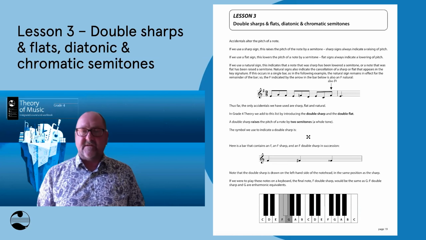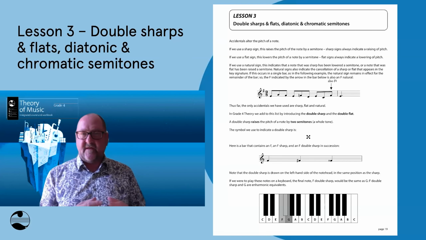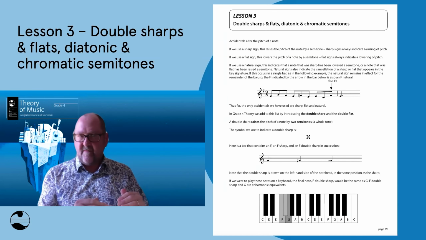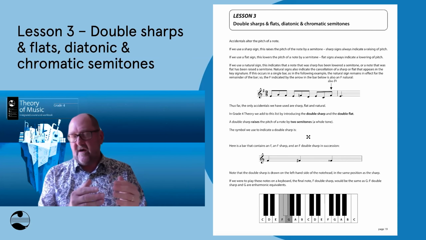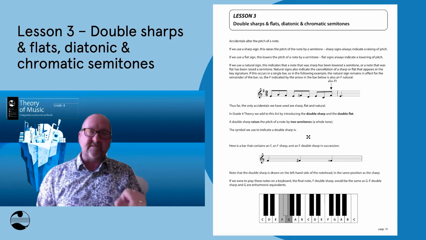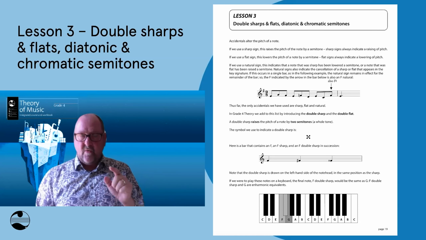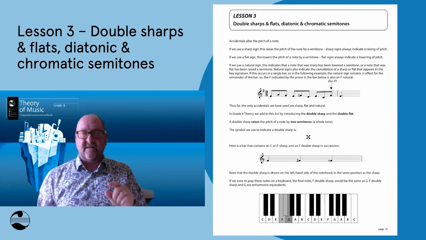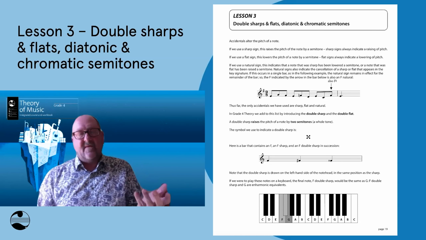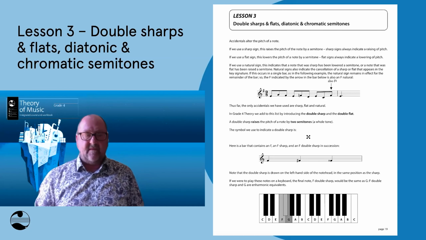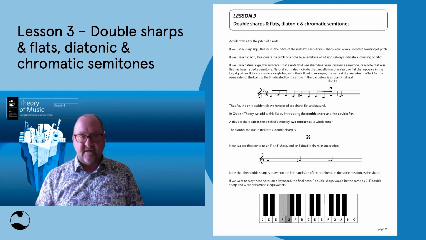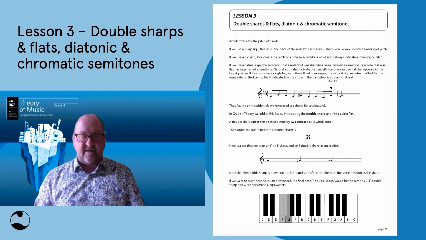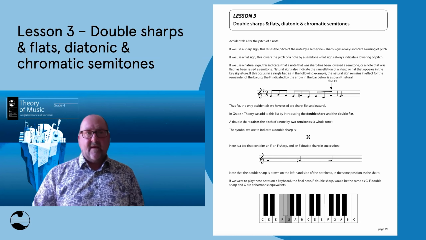Chromatic semitones, it looks like something has been altered. So C to C sharp, D sharp to D double sharp, these sorts of things. The letter names will always be the same, whereas for diatonic semitones, the letter names will be different. And that's what I underline and what I've taught my students. Diatonic for different, chromatic equals the same.